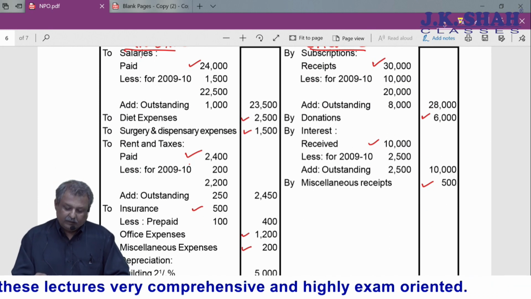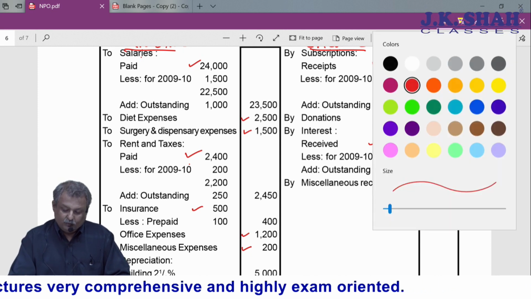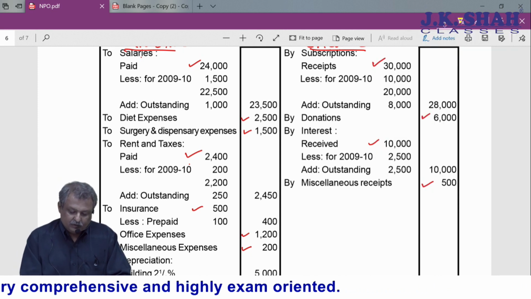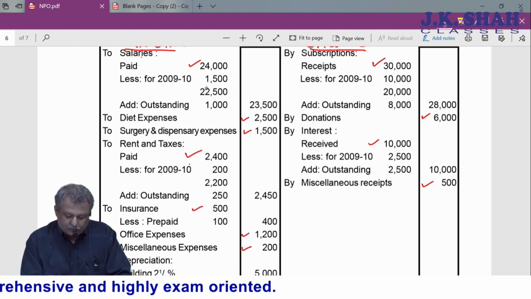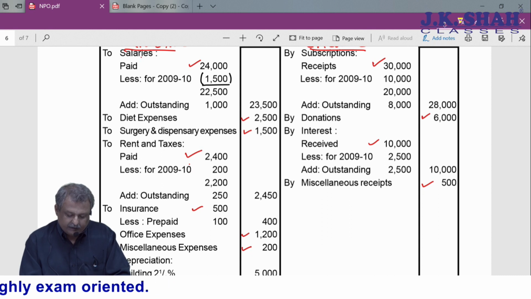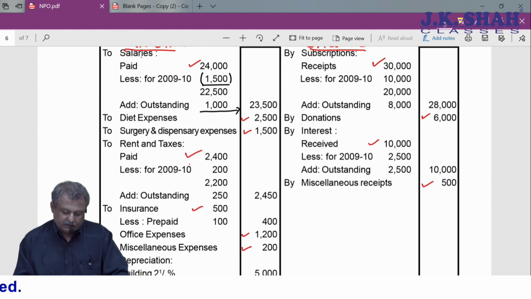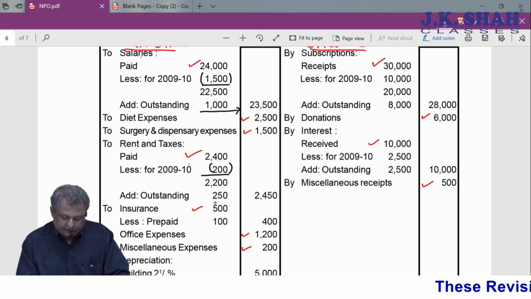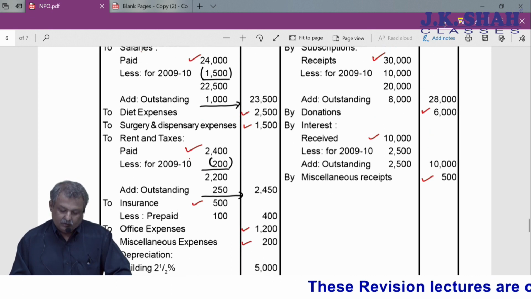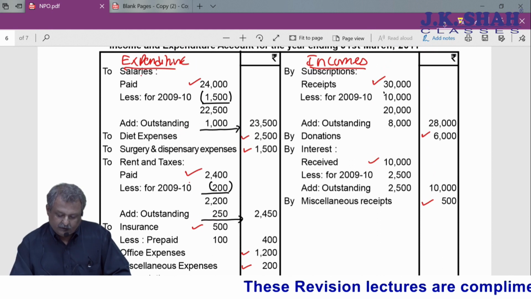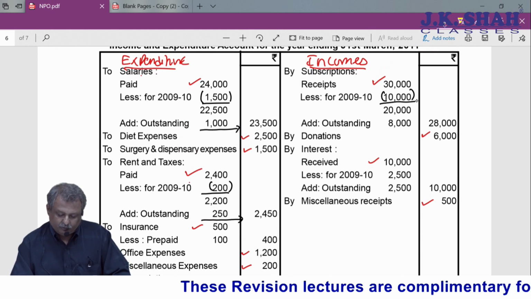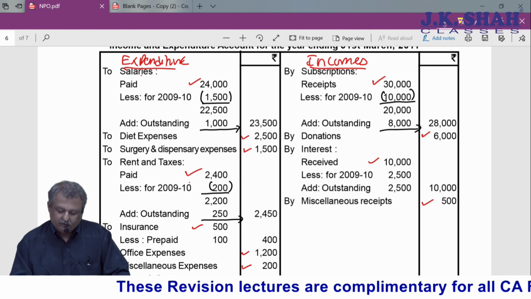Okay. Now there are some corrections also. Which are these corrections? Small simple things. 24,000 minus 1,500. This 1,500 should have been in brackets, and then this should be added. So outer column it becomes like this. This also, 200 should have been in brackets, then outstanding, then the total amount is like this. Now these are some of the printing errors that we can't help about. Only thing we can make this correction.